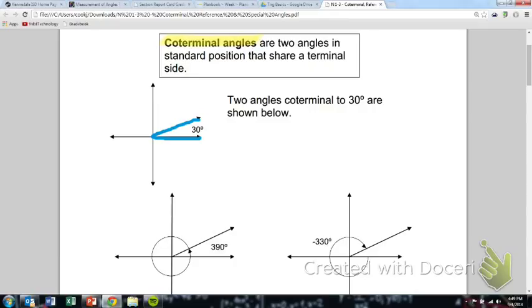30 degrees is referring to the rotation that was used to make this angle. So 30 degrees tells me that I started here on my initial side and I rotated counterclockwise or up 30 degrees. And this is where my terminal side ended up. There are other ways that I can make this same angle using a different rotation.